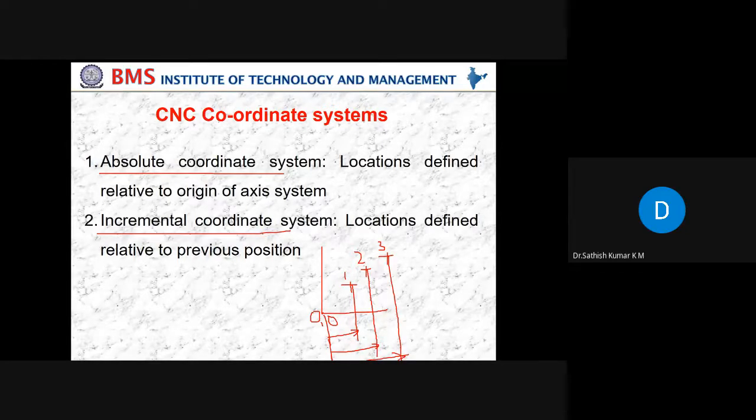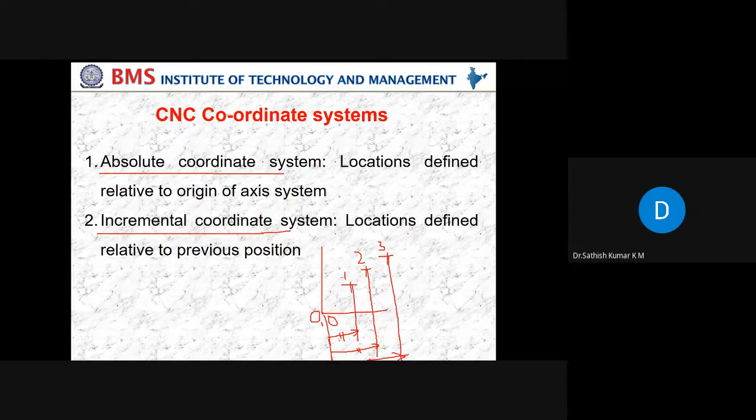This is also called parallel dimensioning, or a parallel type of method. That is an absolute coordinate system, that is, location defined relative to the origin of the axis system. In case of an incremental coordinate system, location is defined relative to the previous position.